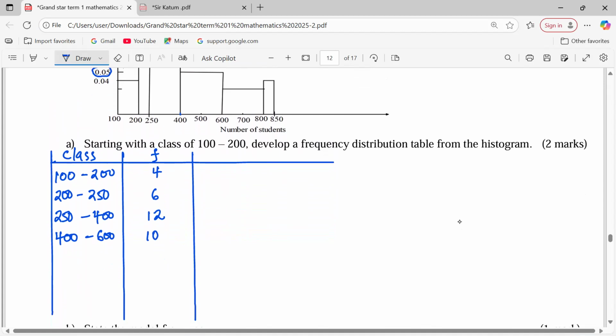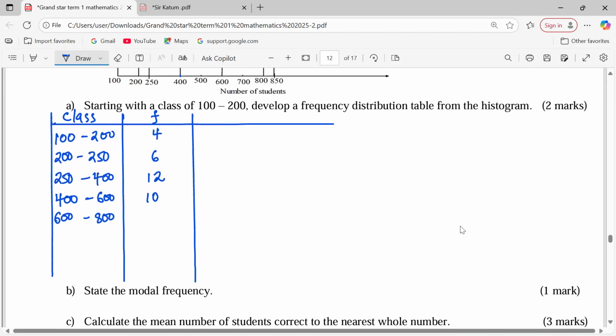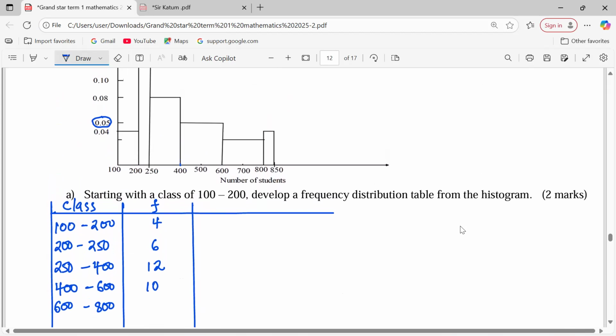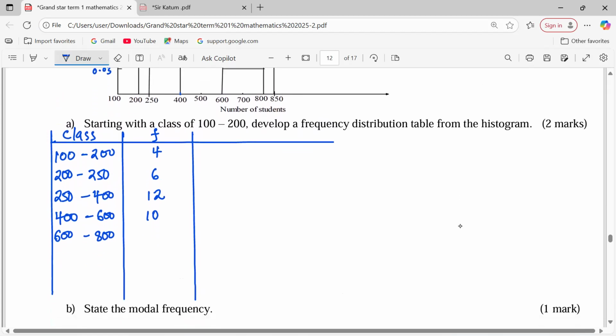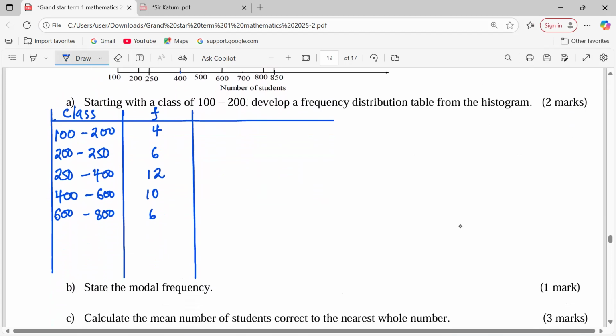We have another class from 600 all the way to 800. The interval is 200. That class length of 200 should be multiplied by 0.03, the height there. That gives us a frequency of 6.